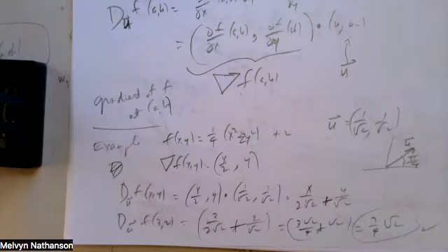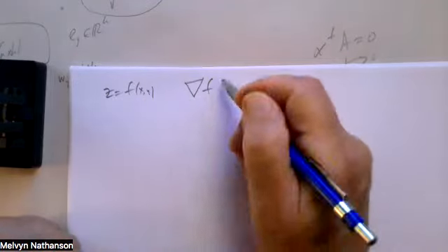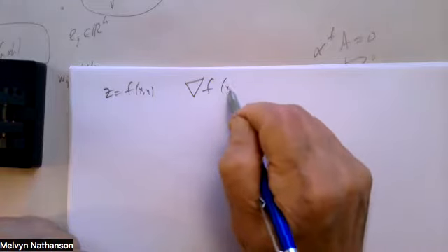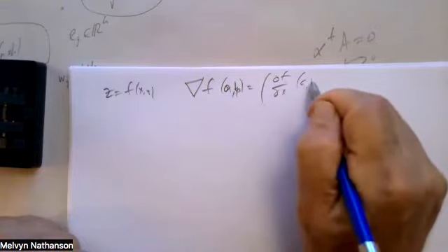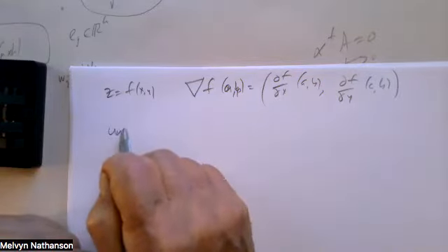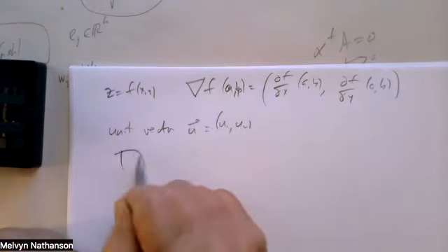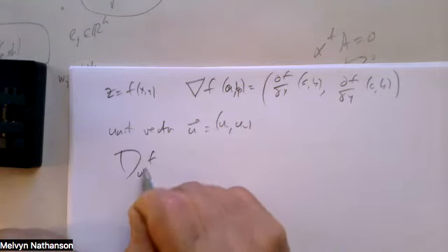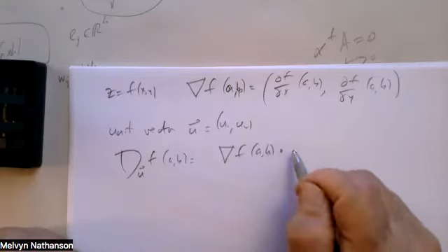Now, the formula for the directional derivative gives us a very important interpretation of the gradient. So we have a function z equal f of x, y. The gradient of f at a, b is a vector: the partial of f with respect to x at a, b, and the second coordinate is the partial of f with respect to y at a, b. Suppose we take a unit vector u1, u2, then the directional derivative of f in the direction of u at a, b is the gradient of f at a, b dot product with u.